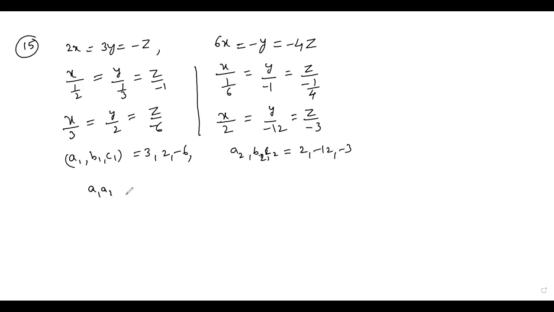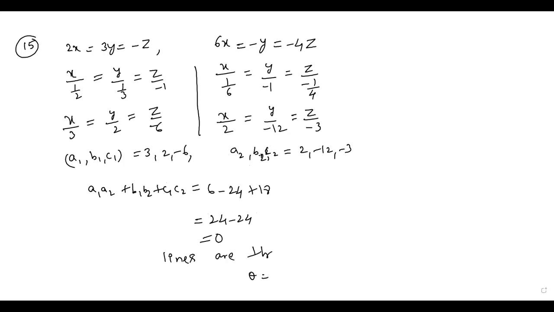First I will check whether these two are perpendicular or not. What is the perpendicular condition of two lines? A1A2 plus B1B2 plus C1C2 equal to 0. If you get 0, then the lines are said to be perpendicular. A1 is 3, A2 is 2, so 6; 2 into minus 12, that is minus 24; minus 6 into minus 3, that is plus 18. 18 plus 6 is 24, minus 24 is 0. That's why the lines are perpendicular, and the angle between the lines is 90 degrees. Option C is the correct one.